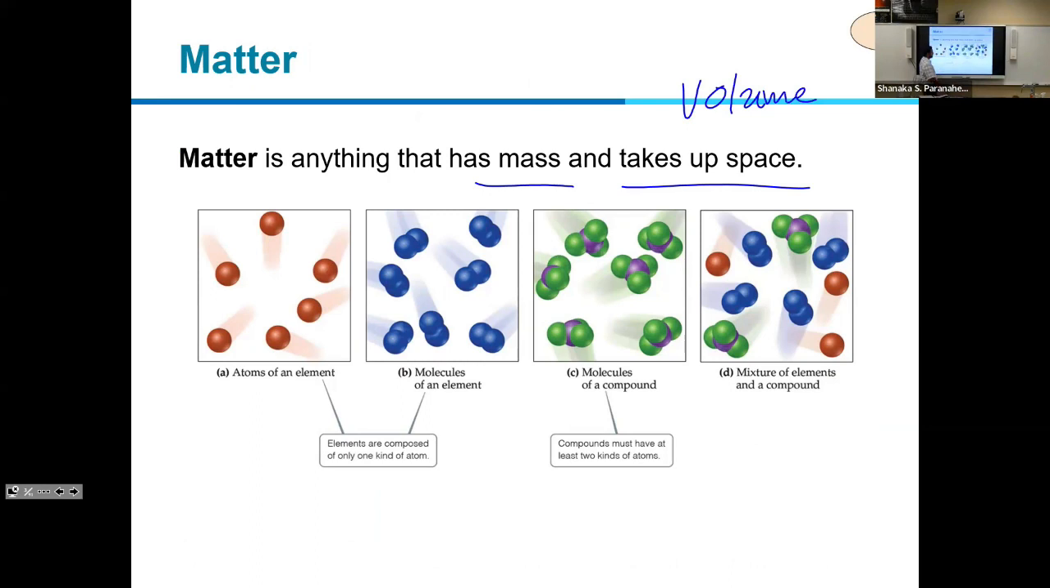which means it takes up space. As an example, this pen has a certain mass and also a certain volume. So this object satisfies the condition of both mass and volume. So it's matter. And matter is not always visible.